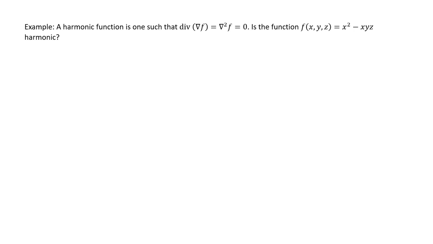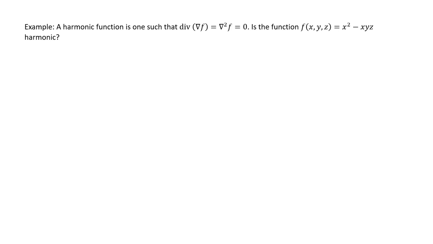A harmonic function is one where the divergence of the gradient vector equals 0. And so we actually sometimes denote this divergence of the gradient vector as del squared f. That's something you might see in other classes. So our question is: is the function x squared minus xyz harmonic?